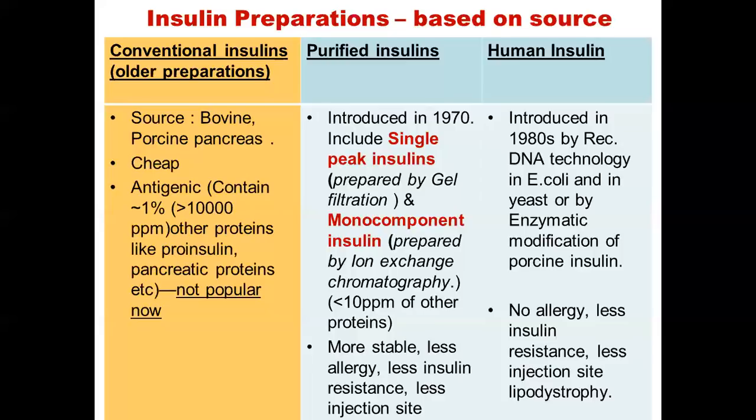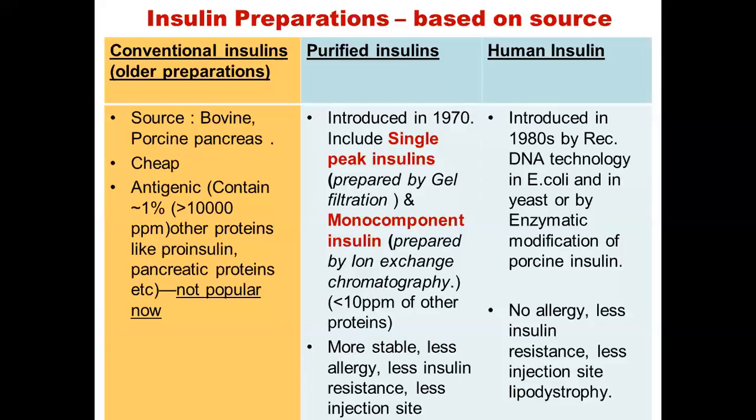Then later, in the 1980s, came the human insulin, which was prepared by recombinant DNA technology. They contain the same number of amino acids as human insulin, and they were prepared by recombinant DNA technology by modifying the E.